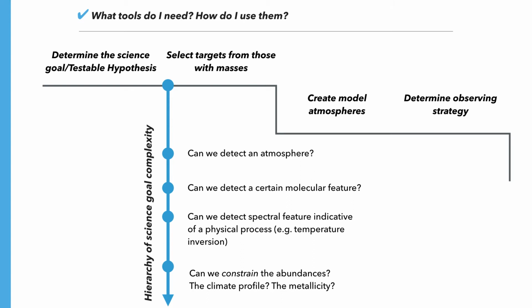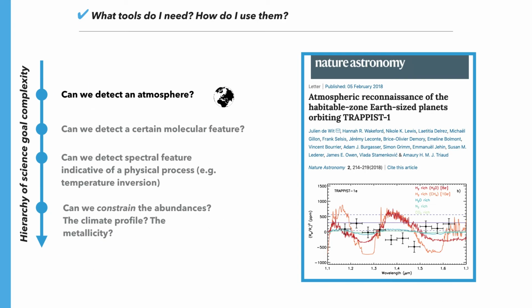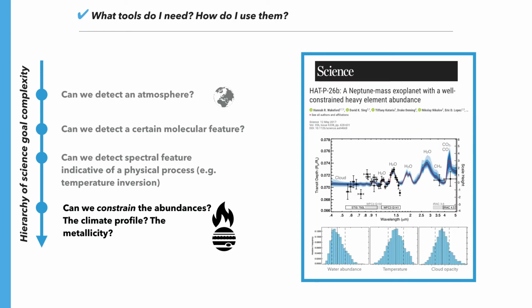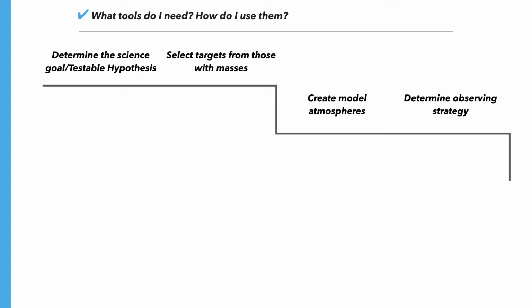The level of complexity you can attain usually has to do with how strong your atmospheric signal is. Remember, terrestrial planets were somewhere in the tens of ppm and hot Jupiters were somewhere in the hundreds of ppm. And this follows along with what we've seen with the Hubble Space Telescope analyses. For example, Julien de Wit's atmospheric reconnaissance of the habitable zone TRAPPIST planets fell squarely into the can we detect an atmosphere category. On the other hand, Hannah Wakeford's analysis of HAT-P-26b, which had a very prominent spectral feature, aimed to get very well-constrained abundances, temperatures, and cloud information.